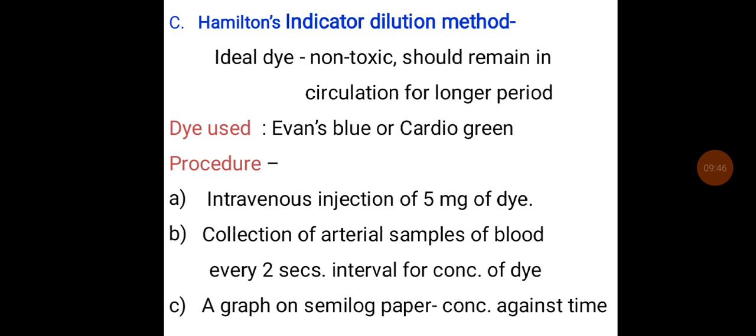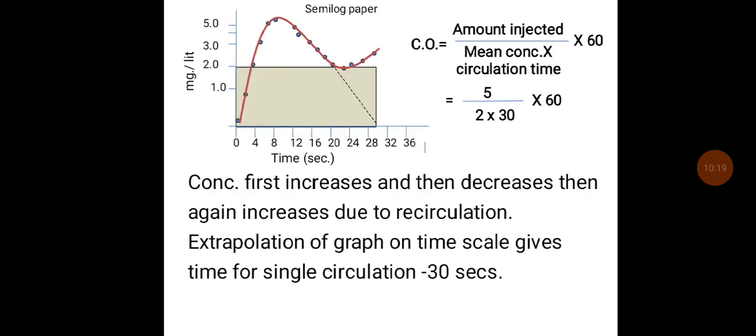The procedure is, initially you inject 5 milligrams of the dye, and you collect the arterial samples at every 2-second interval, and also you have to calculate the concentration of the dye in those samples. Okay, then a graph should be prepared using semi-log paper. So that graph will be concentration against time. This is the semi-log paper and the concentration of the dye recorded at frequent intervals.